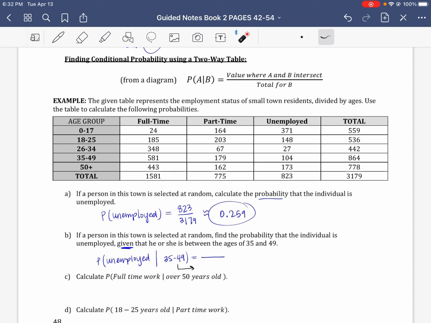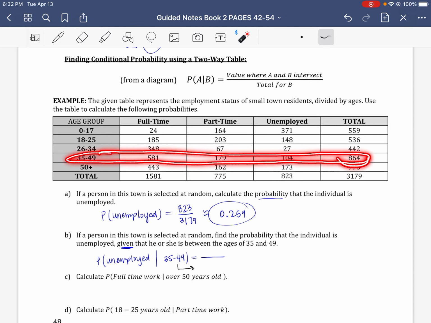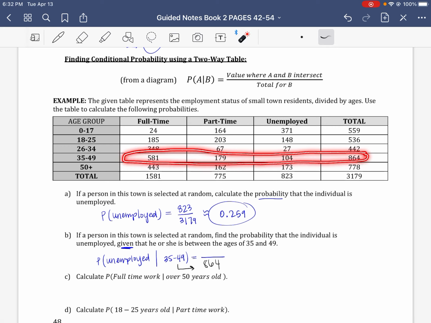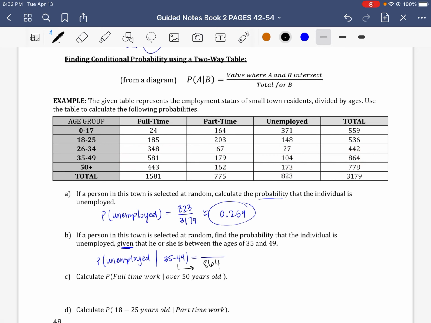So if we look up at our table here, 35 to 49 is this row right here. So it's given we're in this row. So I'm going to put this over 864. And of those 864, how many are unemployed? So we look over here, we get 104 of them are unemployed, so we have 104 on top.